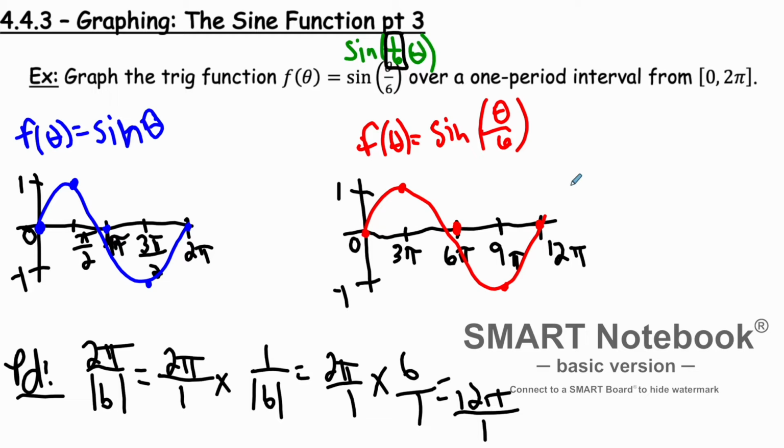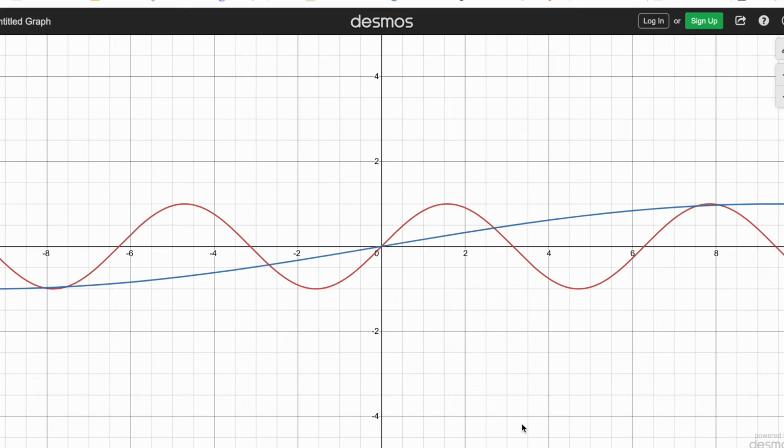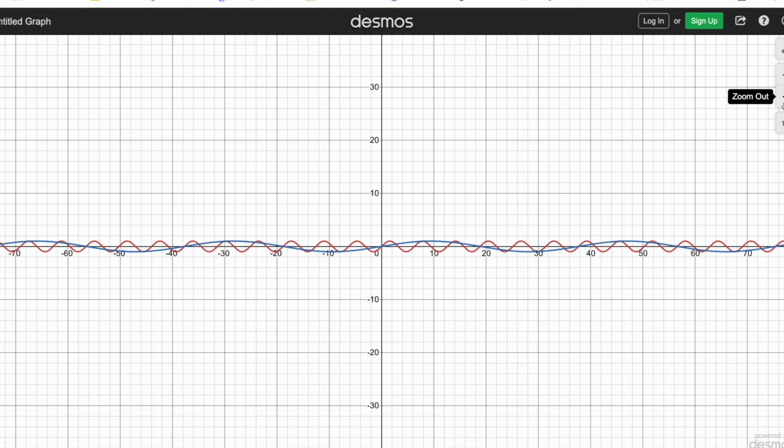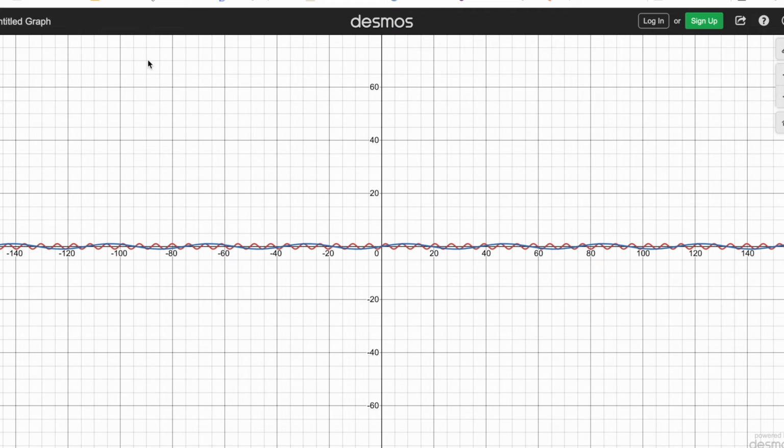All right, so let me switch over and show you what these look like on the same coordinate plane real quick. If we look at this graph right here, the red graph is just your regular sine function, your y equals sine x. So if I zoom way, way out, we could see the blue graph is still following the same pattern.